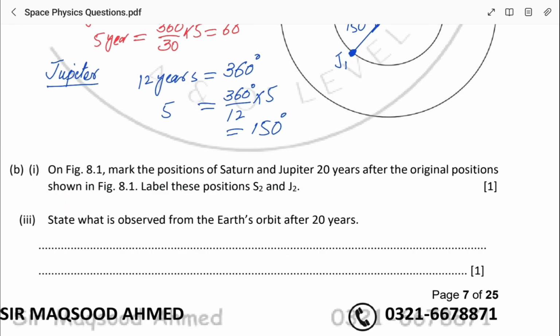Part B1 is on figure 8.1. Mark the position of Saturn and Jupiter 20 years after the original position shown in figure 8.1. Label these positions S2 and J2. Dear students, by using the same formula, we will calculate the angle for 20 years now.